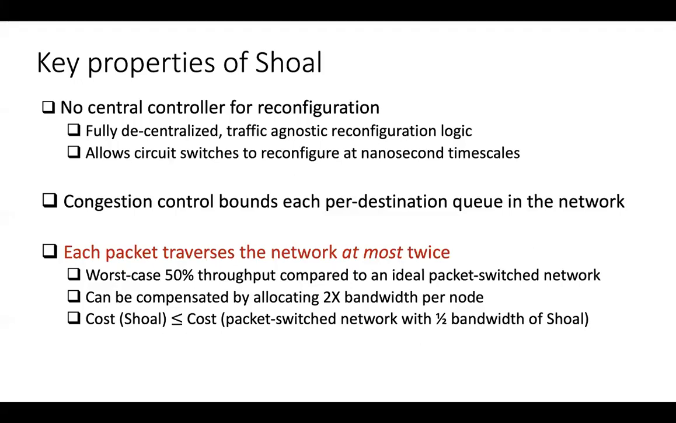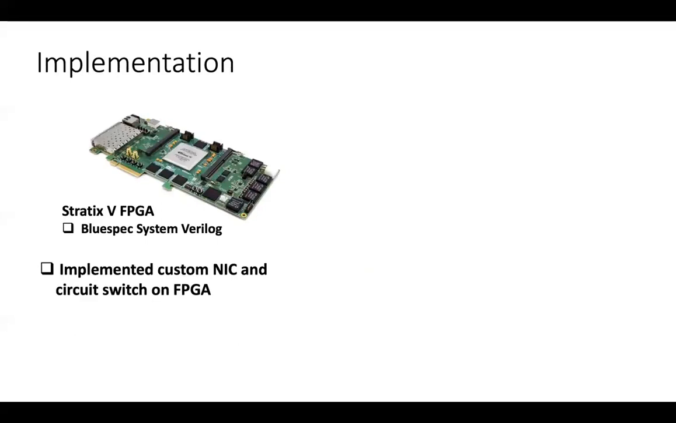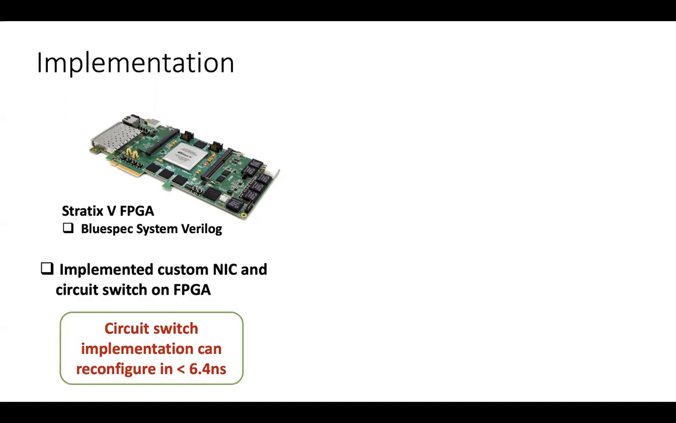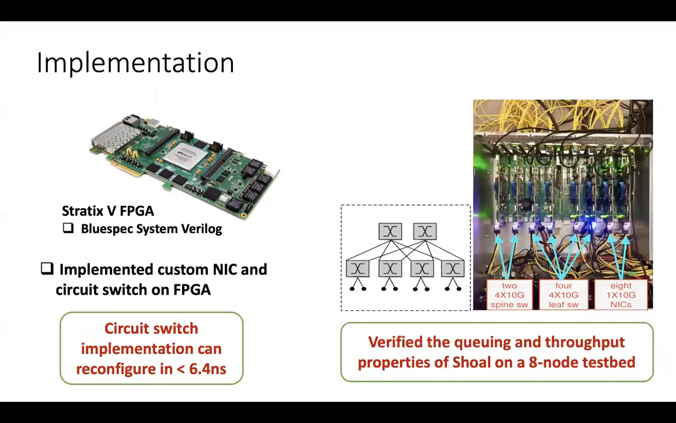Okay, so in terms of implementation, Shoal is a clean slate design. So we had to implement our own network interface cards and circuit switches to verify the feasibility of the design. So we implemented it on top of FPGAs from Altera. And our circuit switch implementation could reconfigure in less than 6.4 nanoseconds. Next, we use these FPGAs to build a small 8-node testbed and verify that the queuing and throughput properties of Shoal also hold in practice.